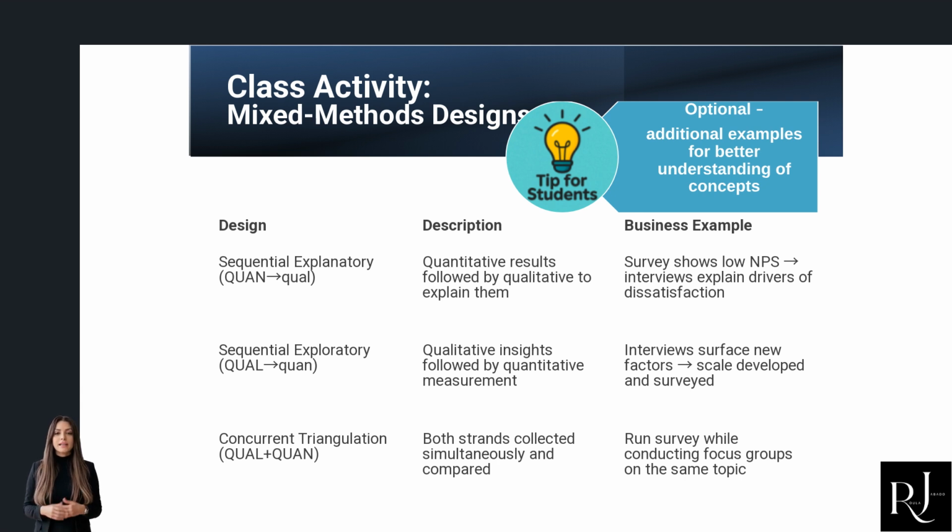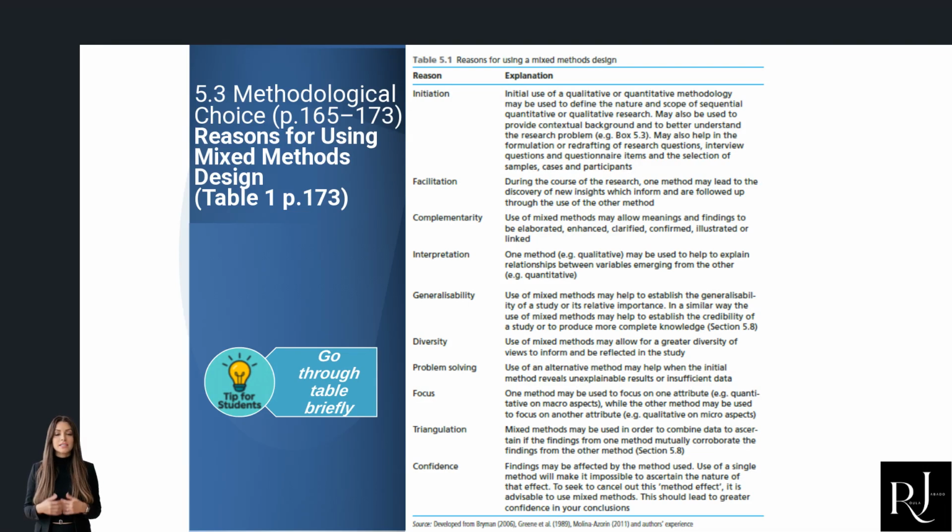Why should we use a mixed methods design? Table 5.1 provides several compelling reasons. Initiation allows one method to define the scope for the next. Facilitation helps one method lead to new insights for the second method to follow up on. Complementarity allows meanings and findings to be elaborated and clarified. Interpretation helps explain relationships between variables that emerge from quantitative data. We also use it for generalizability, ensuring the relative importance of a study is established.